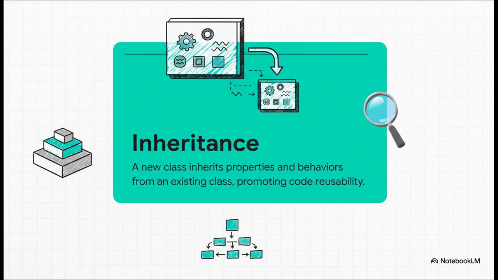And pillar number 3 for now is inheritance. This is the classic is-a relationship you've probably heard about. For instance, a temperature sensor is a kind of sensor. And why is this so great? It's all about not repeating yourself. You write the generic sensor code one time, and then all your specific sensor types can just reuse it. It's a huge time saver.